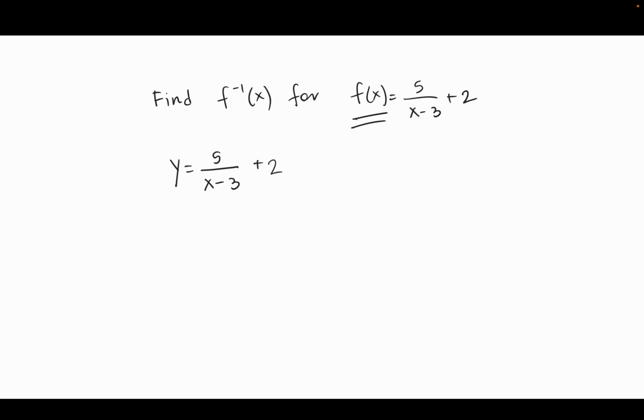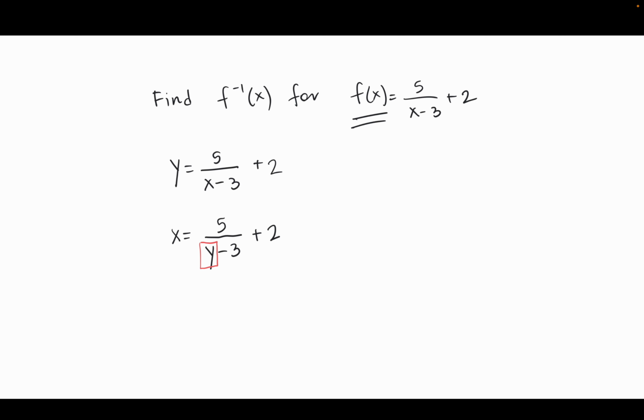Now we will write x where we see y and y everywhere we see x. So instead of y equals, I will write x equals 5 over, instead of x minus 3, it will be y minus 3 and then plus 2. Now I will need to get the y by itself.